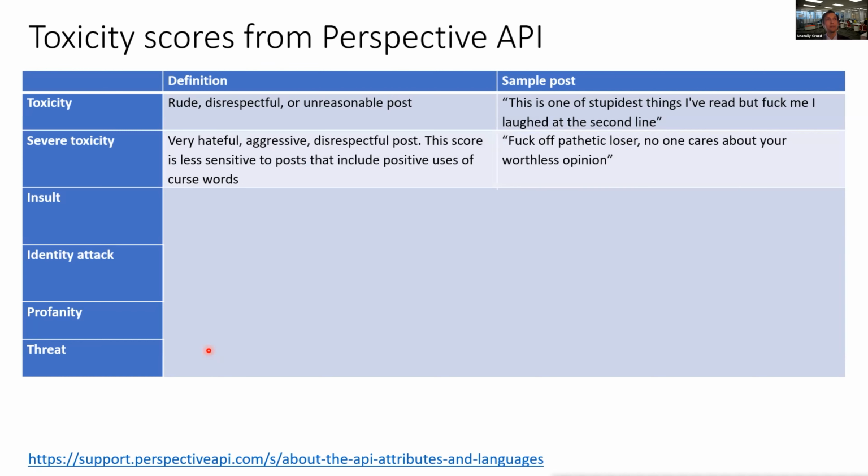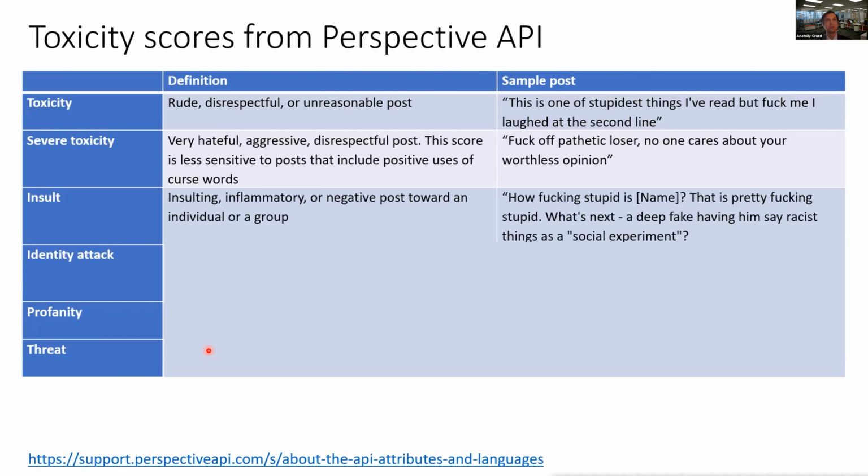It's maybe not a harassment type of post, but it does use a lot of swear words. But then there's a category called severe toxicity. It's a version of toxicity, but with a bit higher threshold. It considers very hateful, aggressive, disrespectful posts. And the scores are less sensitive to posts that included positive uses of curse words. So: F off, pathetic loser. No one cares about your worthless opinion. So you can see the message is much more toxic, essentially.